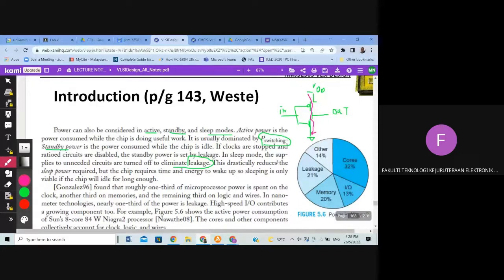In sleep mode, supplies to unneeded circuits are turned off. This we have discussed. This drastically reduces the sleep power required, but the chip requires time and energy to wake up. So sleeping is only viable if the chip is idle for a long time. Sleep mode is not normally practical for applications that need to wake up regularly. It's only practical for sleeping for a long time.